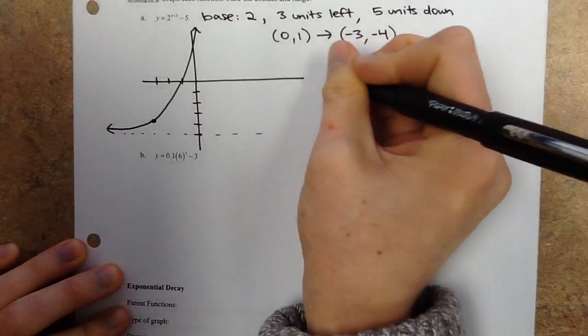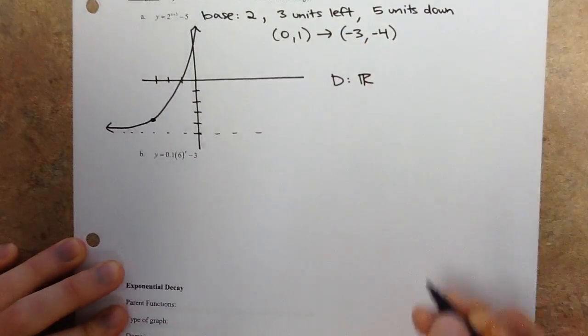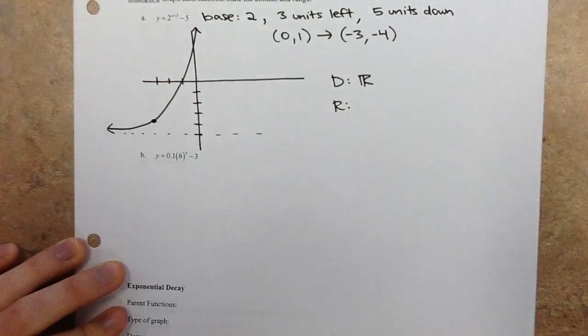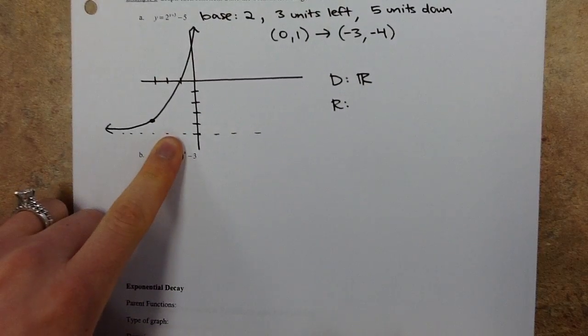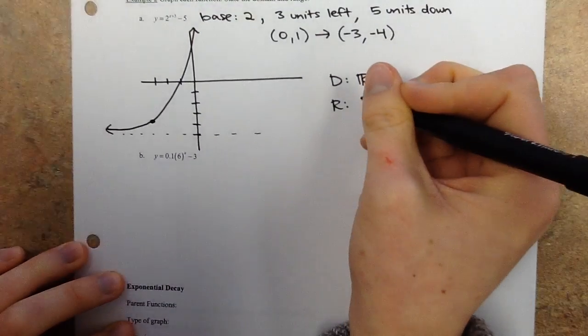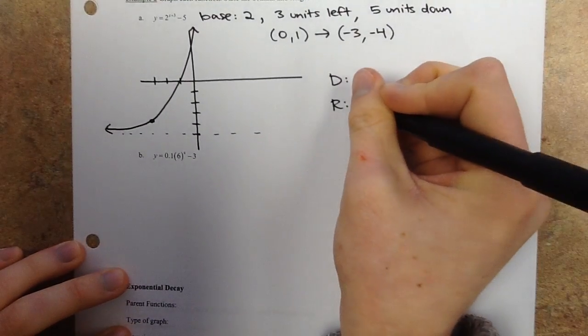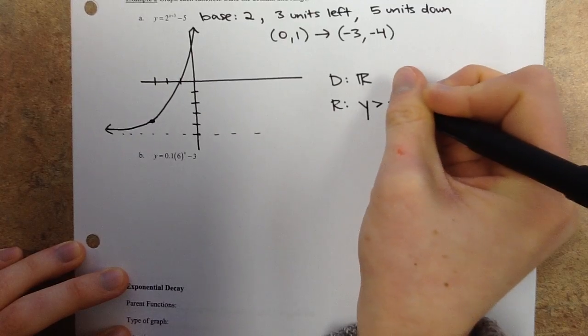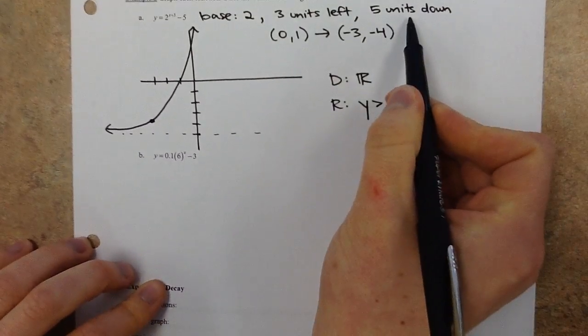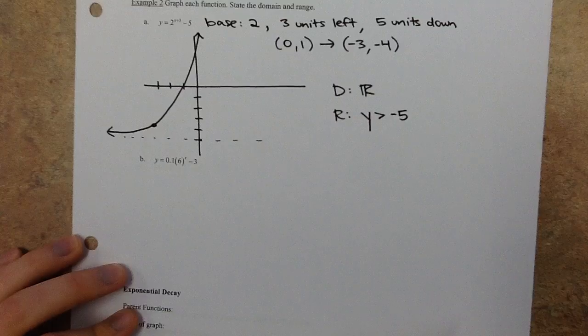So my domain is always all reals. My range, I moved 5 units down. So instead of being anything greater than or equal to 0, it's now, I'm sorry, not greater than or equal to, just greater than. It's now going to be anything greater than -5 because I moved 5 units down according to this number right here.